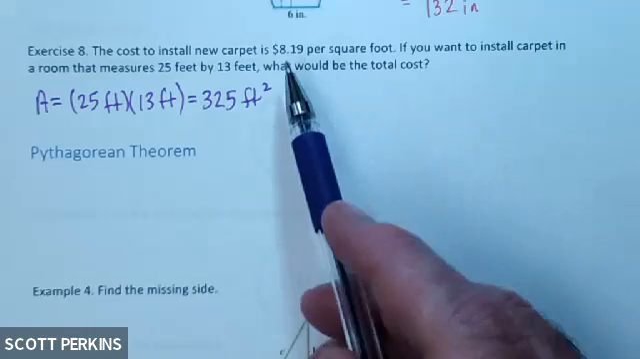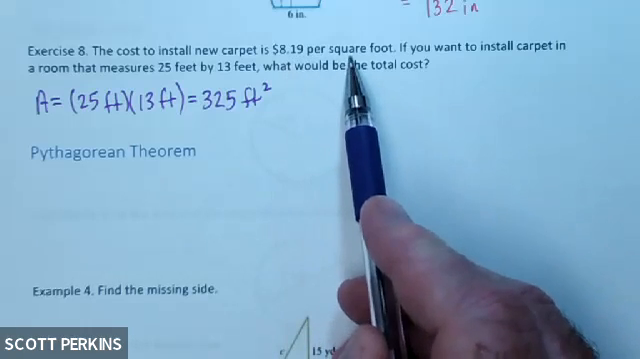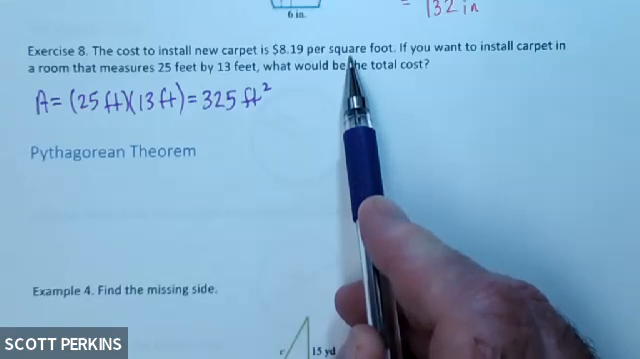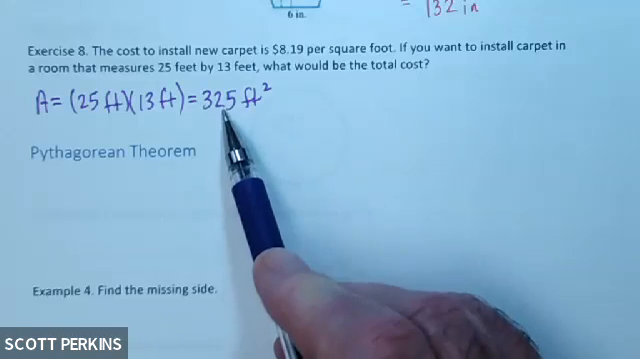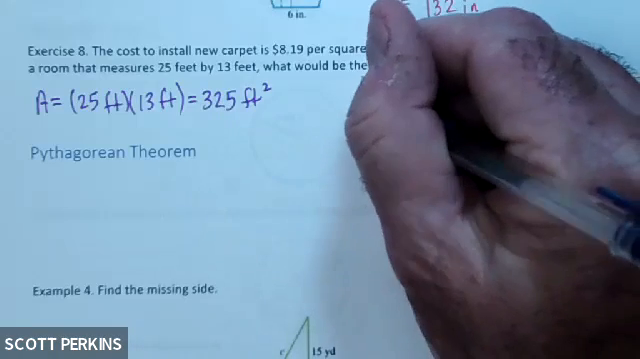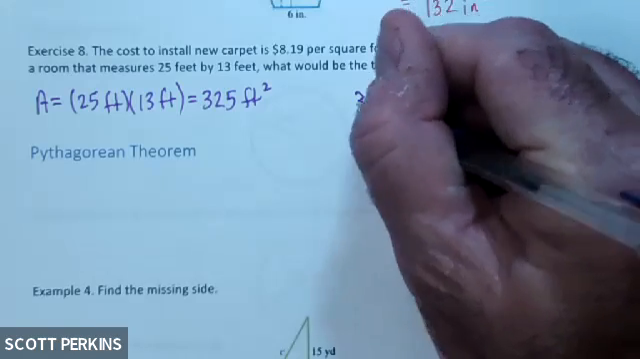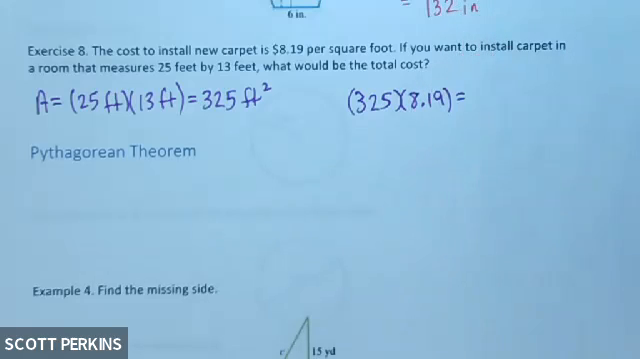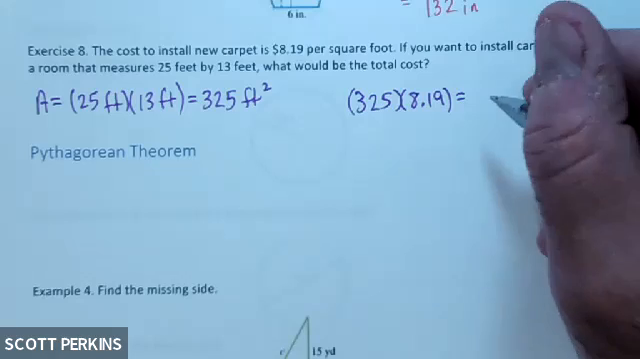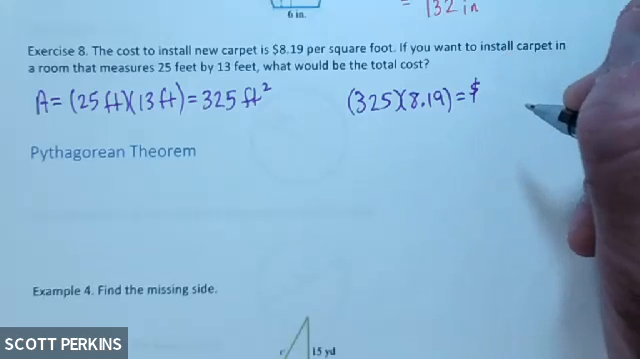Now, what do I do to figure out the cost to put carpet on that? Yeah, so what we're told is that for each square foot, for each 1 square foot, it costs $8.19. So for 325 of them, I've just got to take the 325 times the $8.19, and that's going to come out to be a big number. What's that?